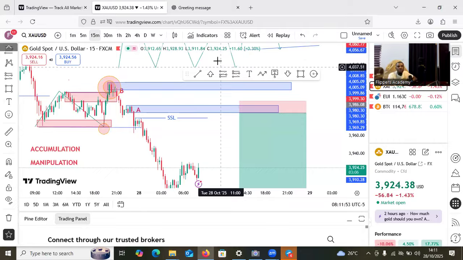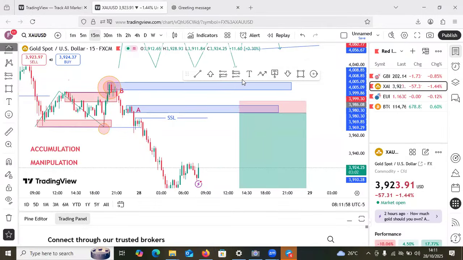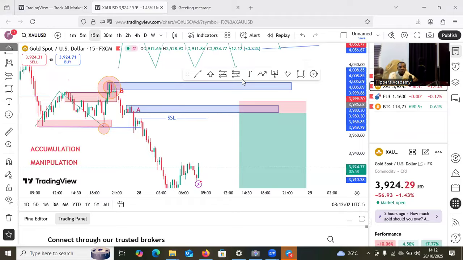Where is the sweep? Just comment below. Is it the low or the high? The high. Is it the low or the high? The market swept.